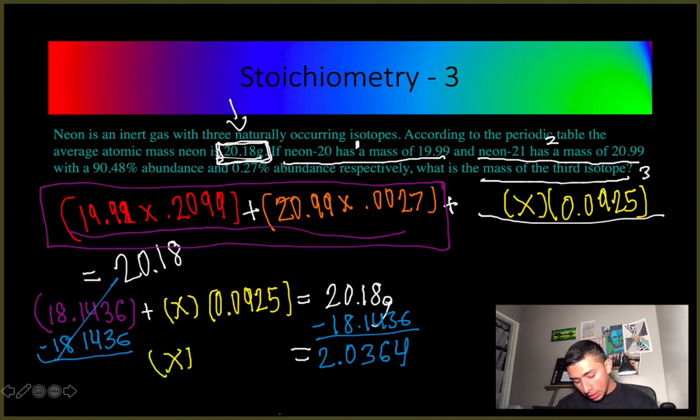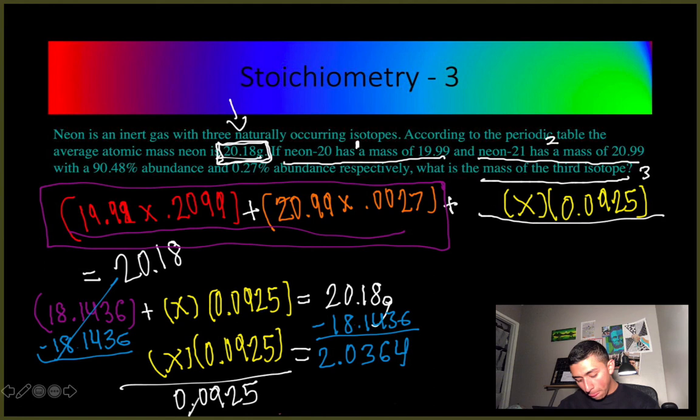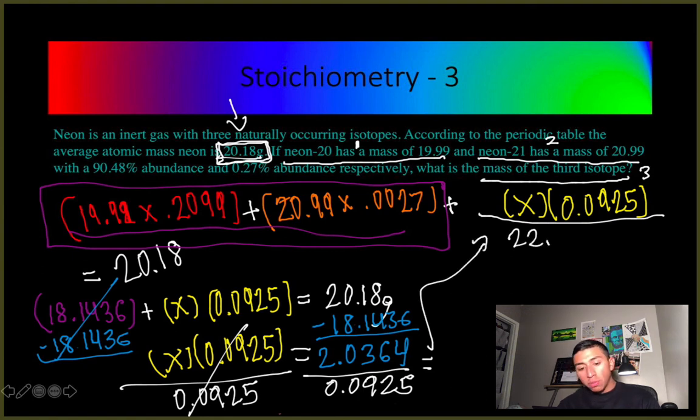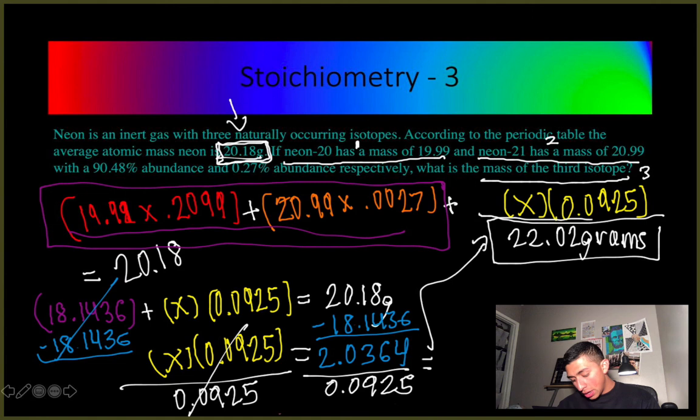We have x times 0.0925 equals 2.0364. All you have to do to solve for x now is divide by 0.0925. That cancels out on this side. Divide this by 0.0925 and you should get something close to 22. Sorry, you guys cannot see that. You should get something very close to 22.02 grams as your final answer. That should be the isotopic mass of our third isotope for neon.